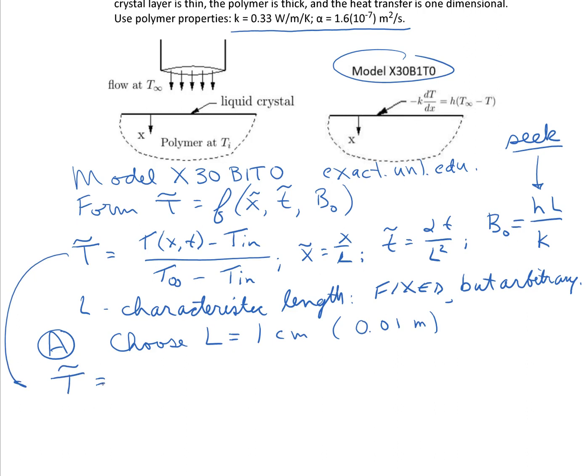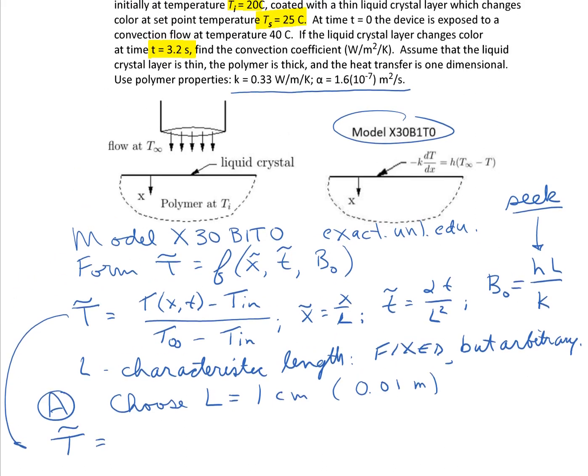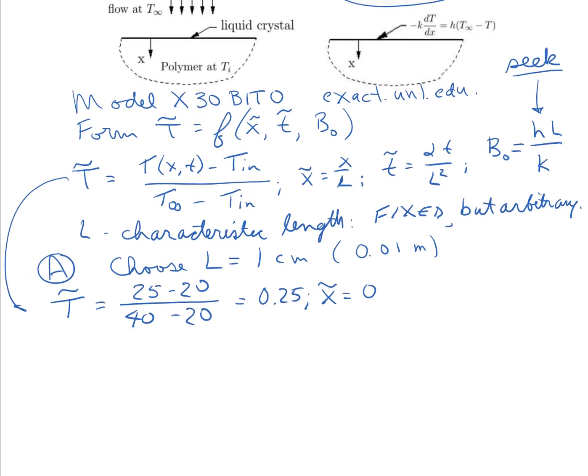The dimensionless temperature now is going to be the set point minus the initial temperature divided by the fluid temperature minus the initial temperature, and that's 5 over 20, or 0.25. The dimensionless position is 0, and the dimensionless time is alpha t on L squared.